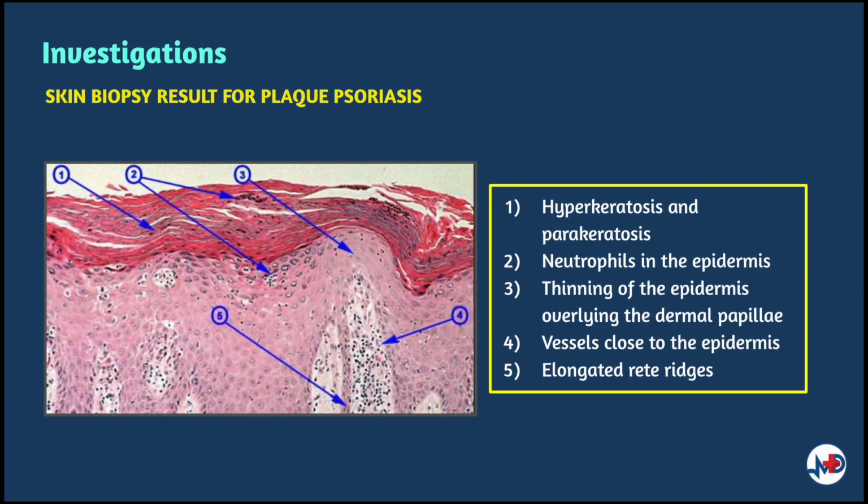This slide here shows you an example of a skin biopsy taken from a plaque psoriasis lesion. Number 1 shows hyperkeratosis and parakeratosis. Number 2 shows you neutrophils in the epidermis. In number 3, you can see thinning of the epidermis overlying the dermal papillae. Number 4 basically shows the vessels close to the epidermis. And number 5 over here shows you the elongated red ridges.